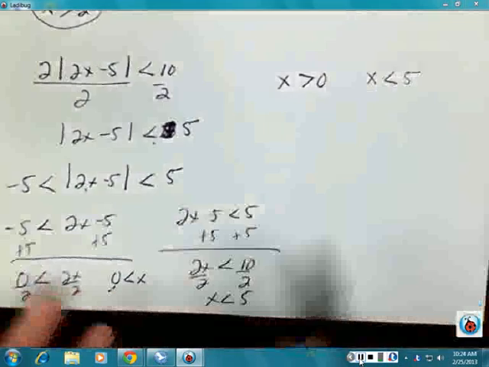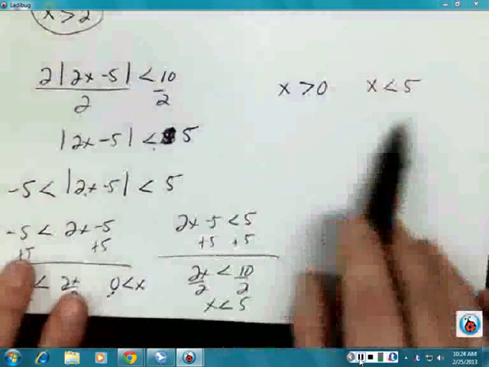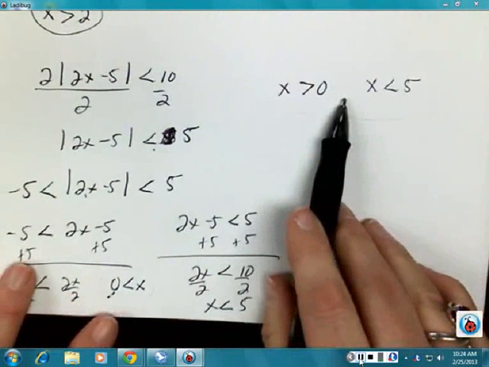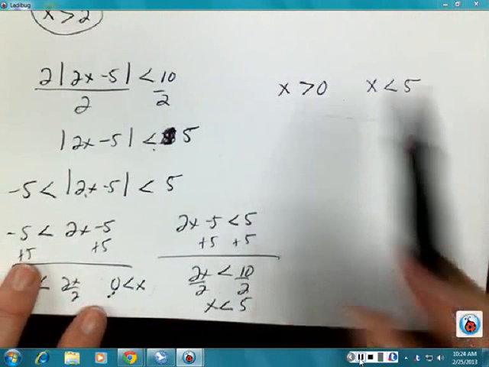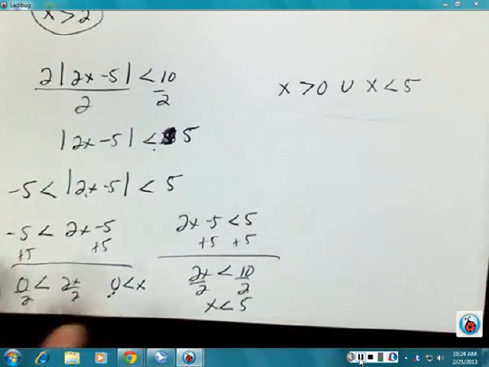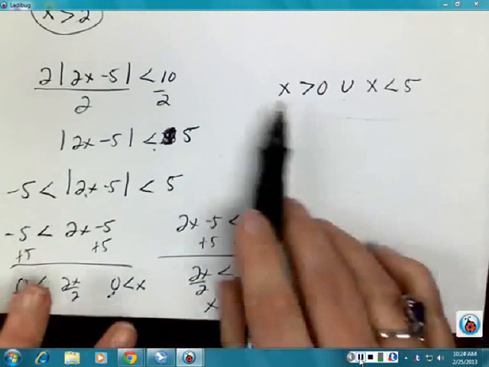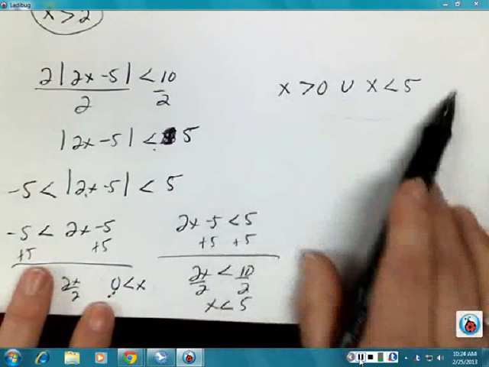Remember, this is algebraic notation. What goes in the middle? United. Union, yes. Union means same kind of thing. So we've got a union in the center, and that would be my algebraic notation.